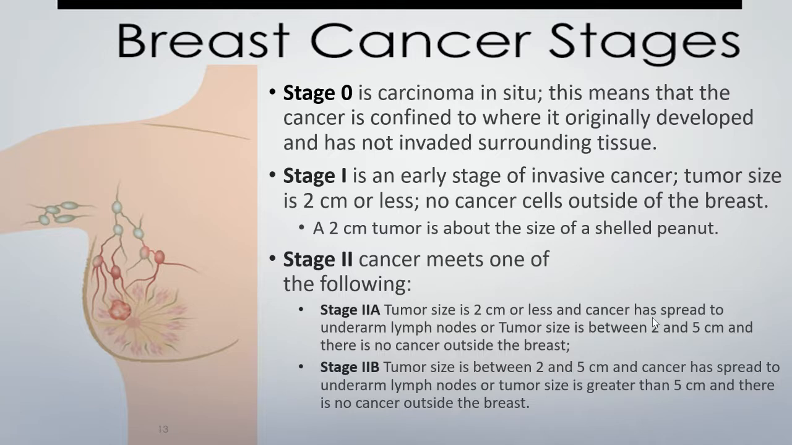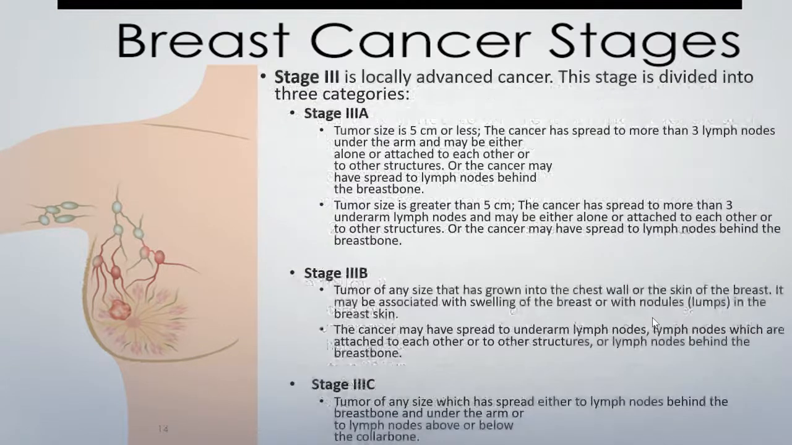Stage 2, cancer must meet one of the following conditions. So stage 2A is that the tumor size is 2 centimeters or less, and the cancer has spread to underarm lymph nodes, or the tumor size is between 2 and 5 centimeters, and there is no cancer outside the breast. Stage 2B is the tumor size is between 2 and 5 centimeters, and the cancer has spread to underarm lymph nodes, or the tumor size is greater than 5 centimeters, and there's no cancer outside the breast. So those are the two conditions for stage 2.